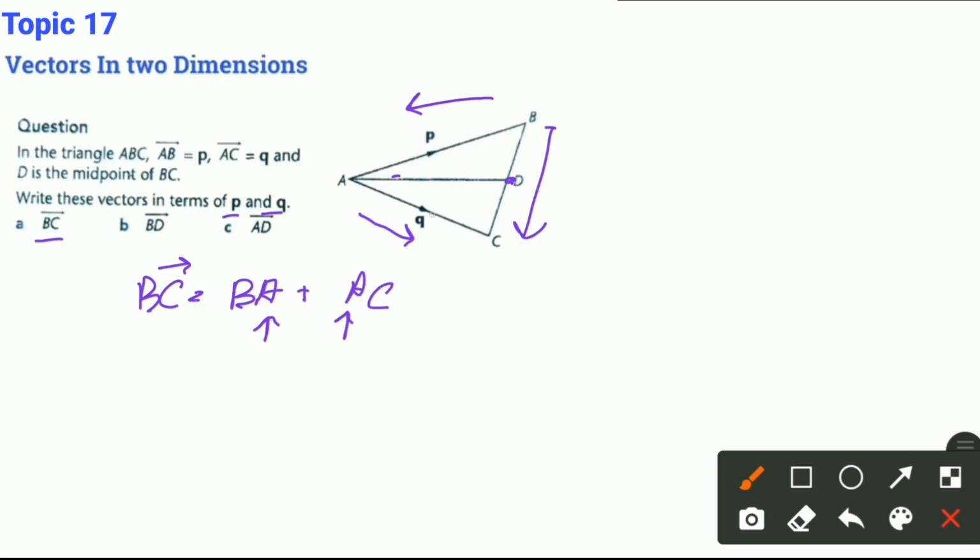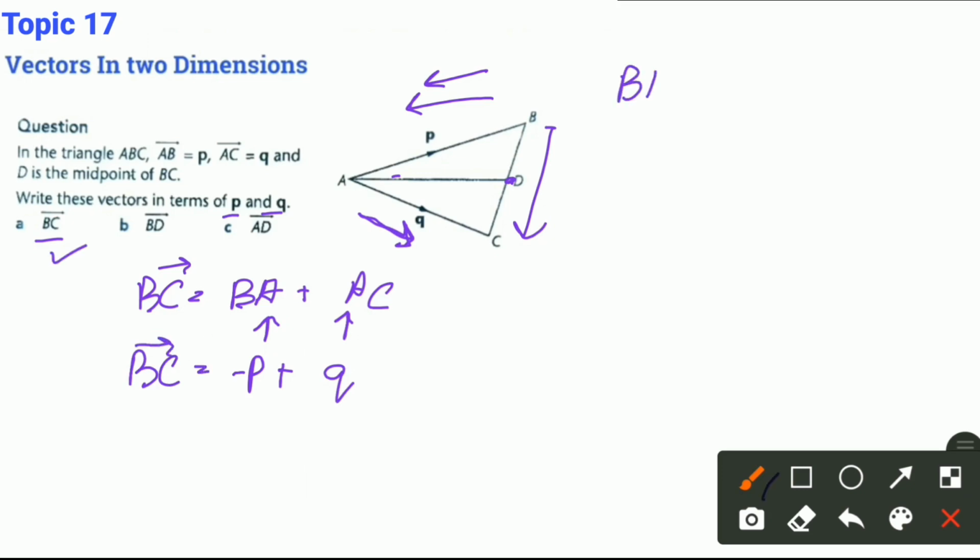You can see that both A are the same. Going from BA, the value of AB is P, but since we are now going in the reverse direction, BA, the magnitude P would be negative. So minus P plus, and AC is in the same direction as we wanted, and its magnitude is Q, so plus Q. This is the value of the vector BC. Okay, this one is done.